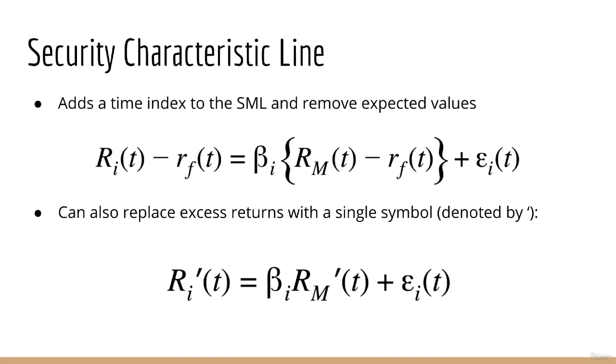There is yet another line called the security characteristic line, which is similar to the security market line, but adds a time index. Note that we also take away the expected values and replace them with an explicit noise term. When we do this, this is what we get. So all the capital R's are random variables. Note that all of these terms depend on time, except for beta, which is assumed to be constant. Another way to represent this is to replace the excess returns with a single symbol. We'll say R prime is the excess return of R. So now our equation becomes Ri prime equals beta sub i times Rm prime plus epsilon.